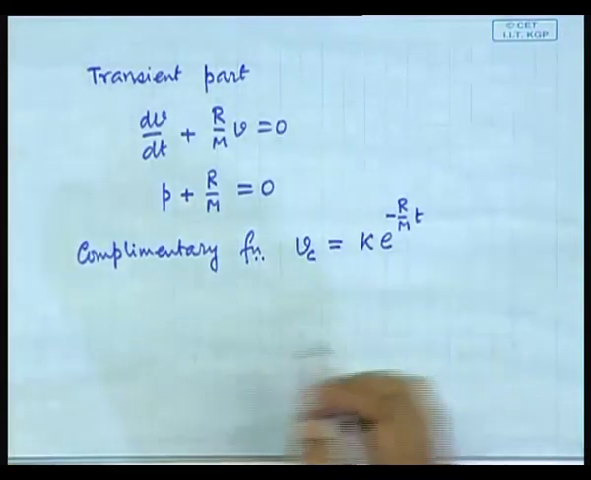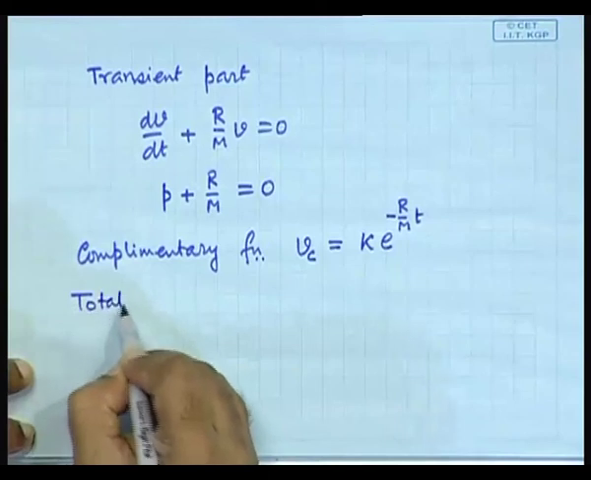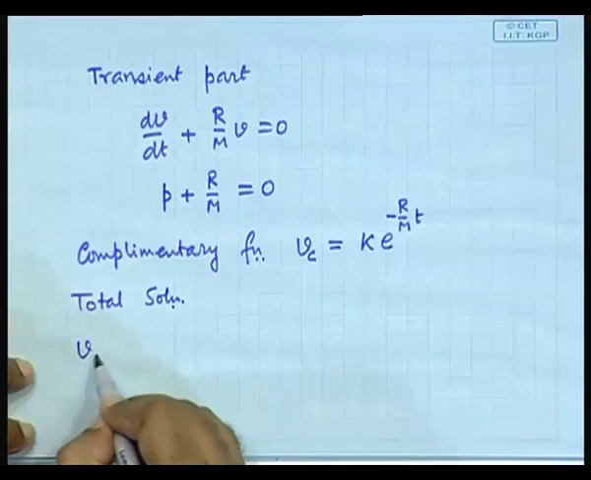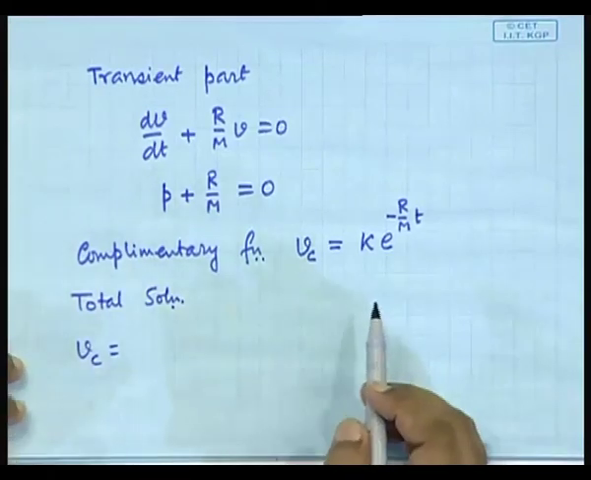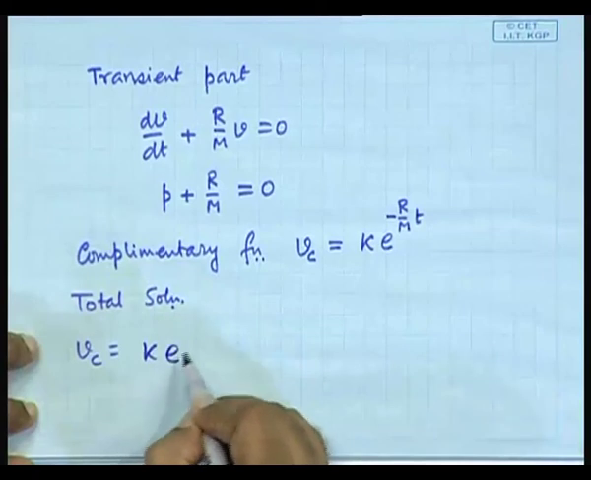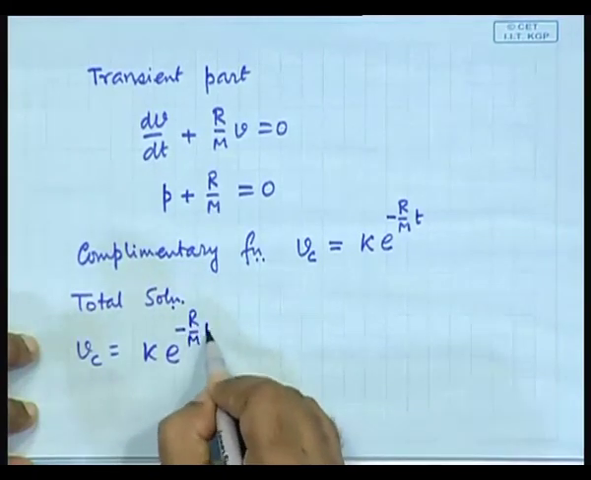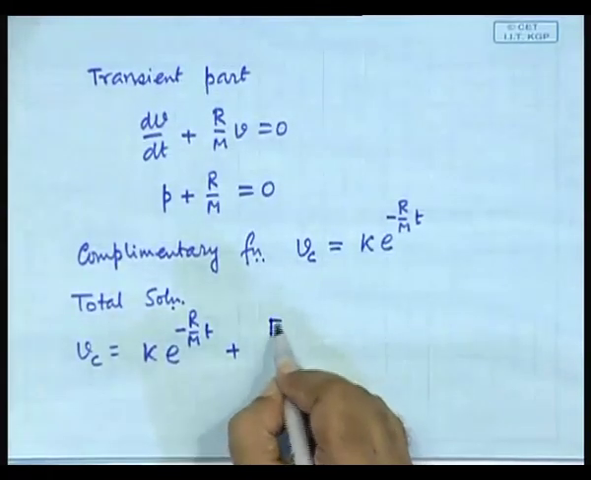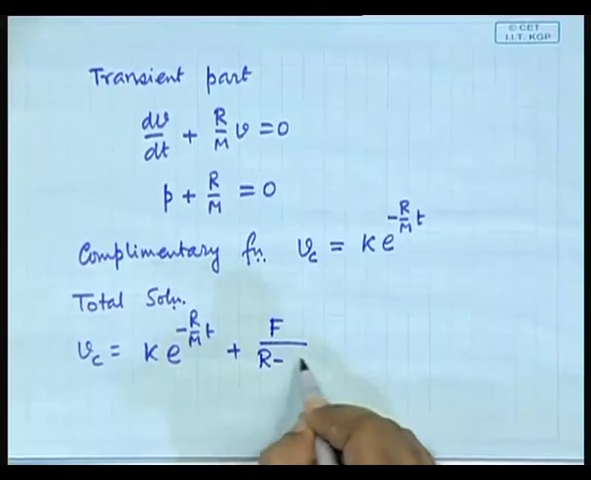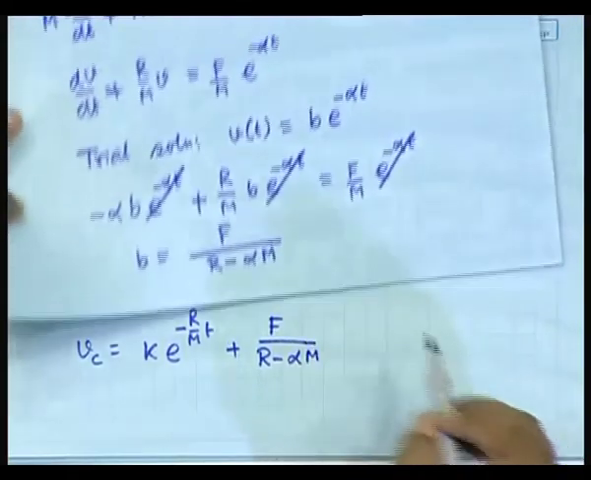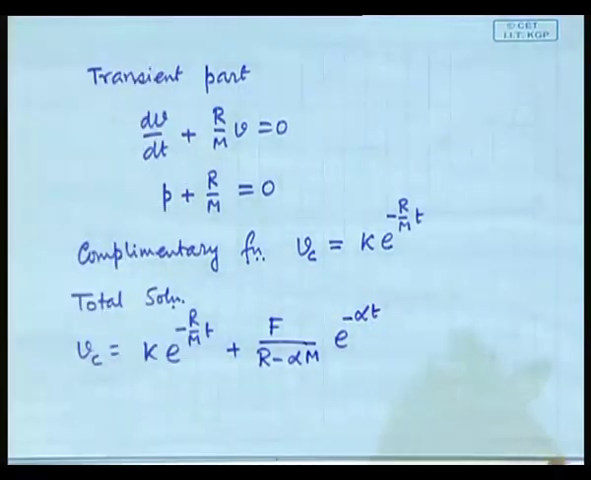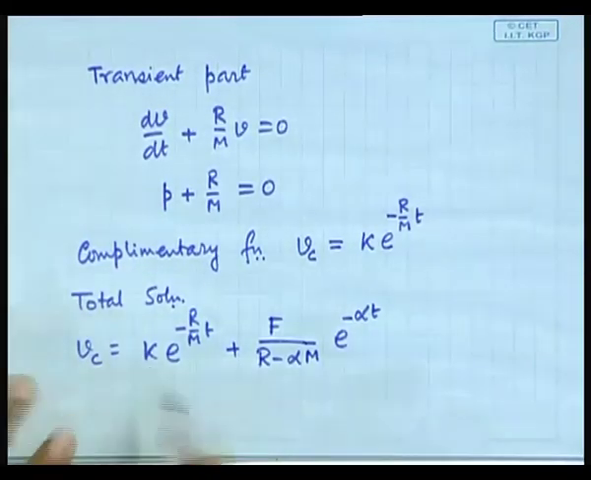Okay, first let us write the total solution. The total solution is k e to the power minus r by m t plus B, which is F by r minus alpha m, times e to the power minus alpha t, right. And now k has to be obtained from the initial condition, only one unknown.